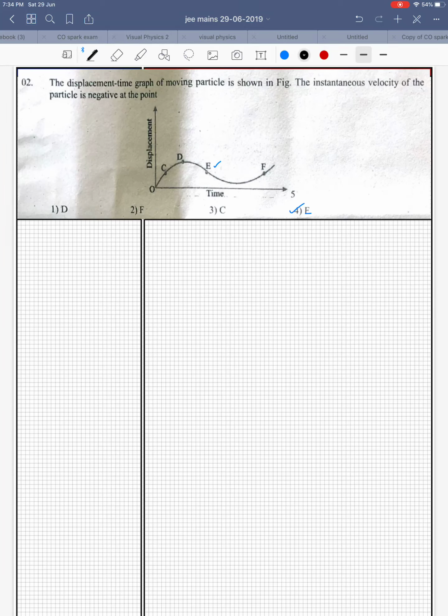Question 2. Displacement time graph of a moving particle is given in figure. Instantaneous velocity of the particle is negative at the point. Okay. So what is the concept you need to know to solve this problem?